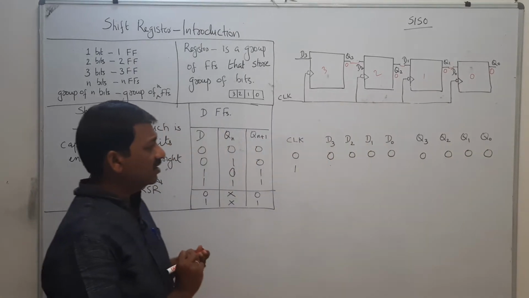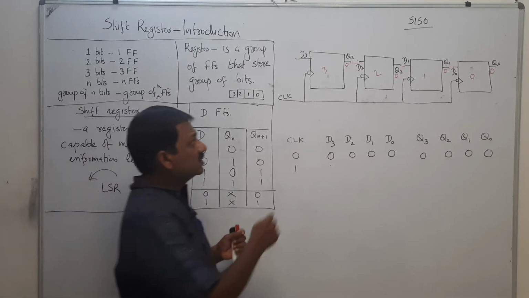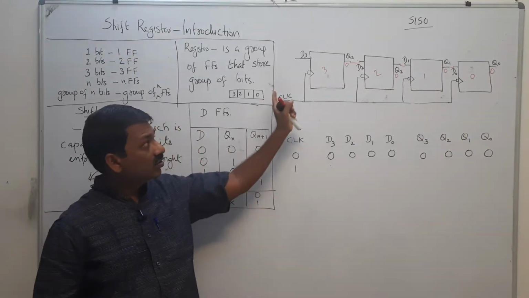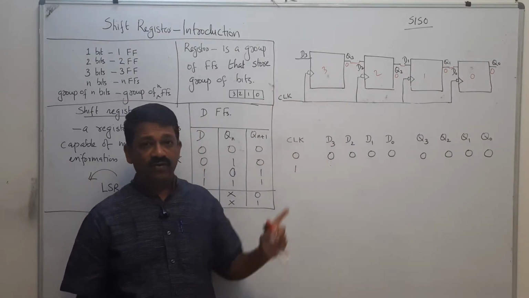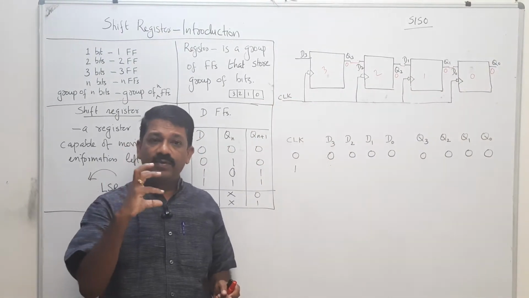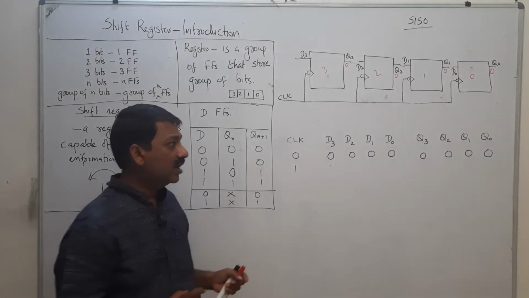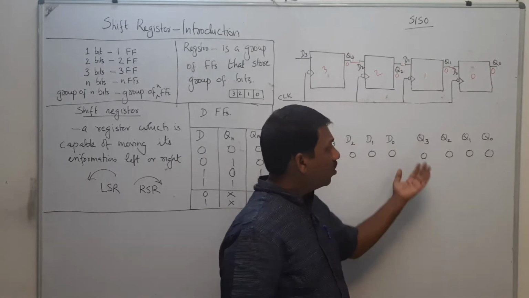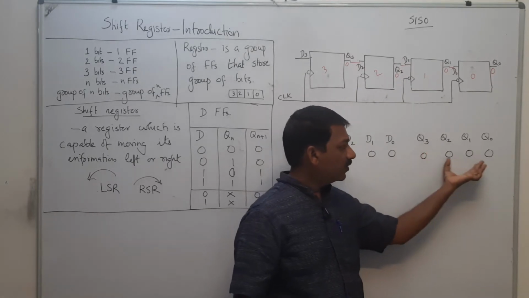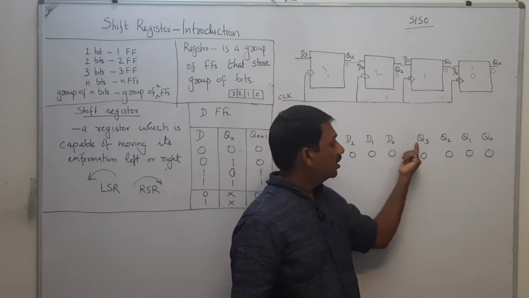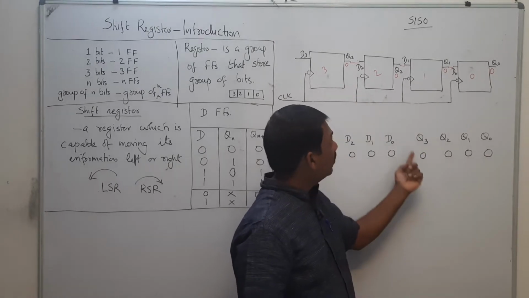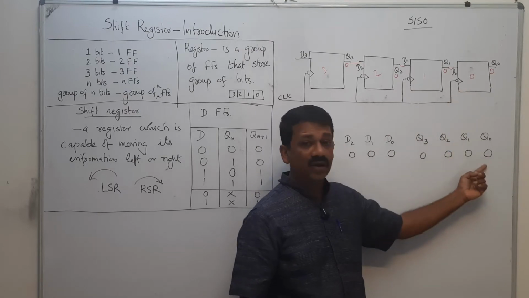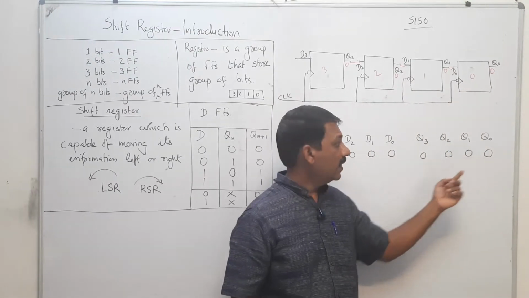Now a common clock is given to all the flip flops, and each flip flop is storing one bit of information. That means initially all the flip flops are the output of the shift register. This flip flop is storing 0, this is storing 0, this is storing 0, and this also is storing 0.